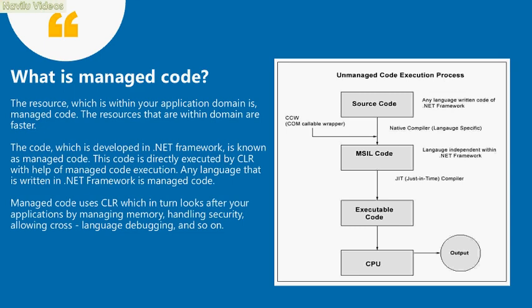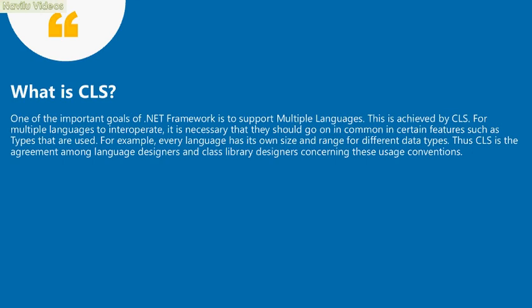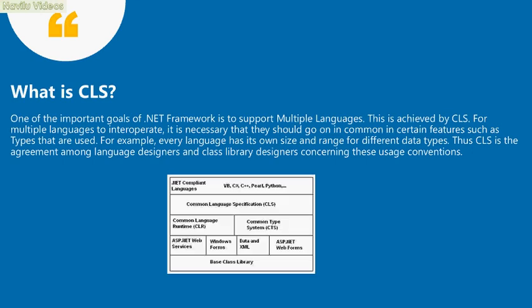What is CLS? One of the important goals of .NET Framework is to support multiple languages. This is achieved by CLS. For multiple languages to interoperate, it is necessary that they should agree on certain features such as the types that are used. For example, every language has its own size and range for different data types. Thus CLS is the agreement among language designers and class library designers concerning these usage conventions.